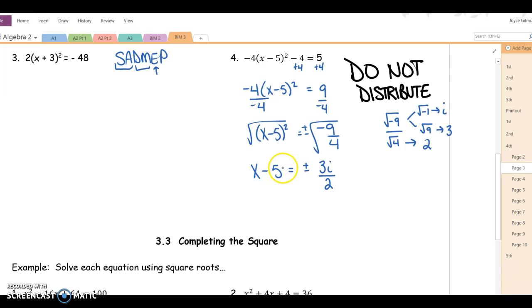Okay, now I know the parentheses aren't still written here, but our last step is to deal with our parentheses. We used to have parentheses around the x minus 5. Now that those parentheses are gone, we can do the stuff that's inside the parentheses. How do we get rid of the minus 5 from inside the parentheses? Add 5 to both sides. Our final answer is 5 plus or minus 3i over 2.